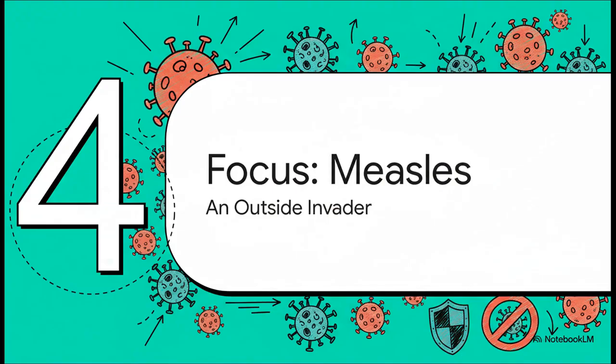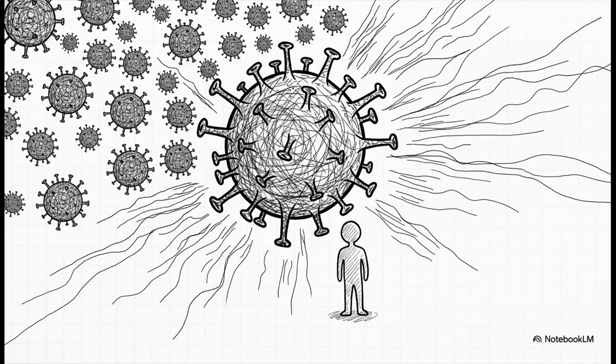Okay, so now let's do a complete 180. We just talked about a disease from within. Now let's look at a classic outside invader, measles. This is a perfect example of a communicable disease. The key difference is right here. It's a viral illness. Unlike cancer, which is our own cells going haywire, measles is caused by an actual virus, a tiny little invader that gets into our body from the outside, and it is incredibly infectious.